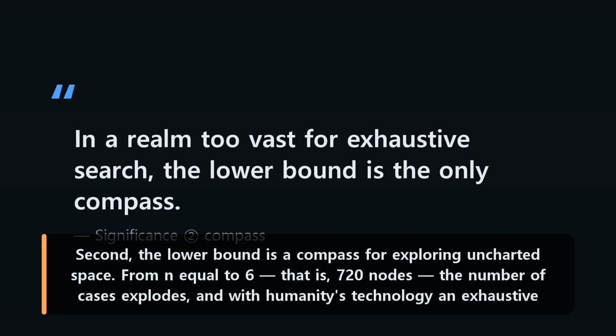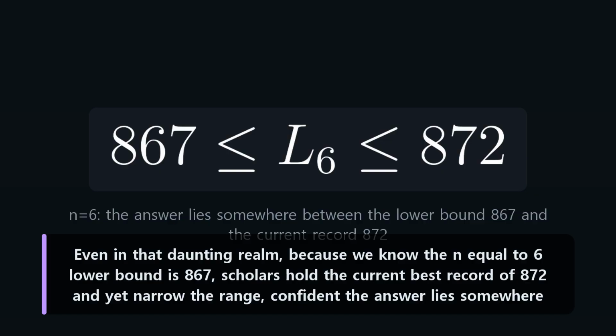Second, the lower bound is a compass for exploring uncharted space. From n equal to 6, that is 720 nodes, the number of cases explodes, and with humanity's technology an exhaustive search is impossible even until the universe ends. Even in that daunting realm, because we know the n equal to 6 lower bound is 867, scholars hold the current best record of 872 and yet narrow the range, confident the answer lies somewhere between 867 and 871. The lower bound is a vast fence that bounds the search space.